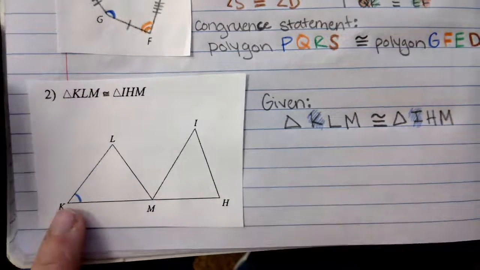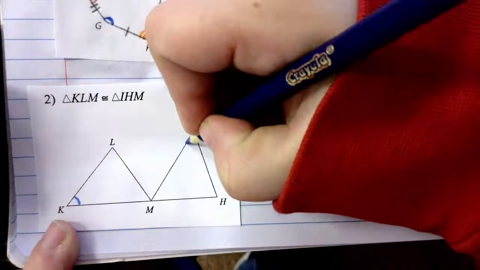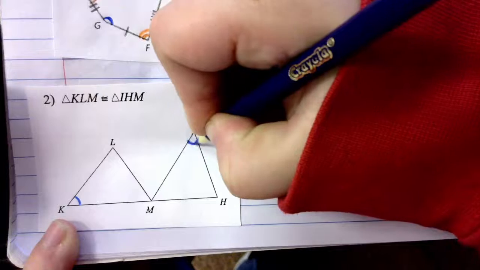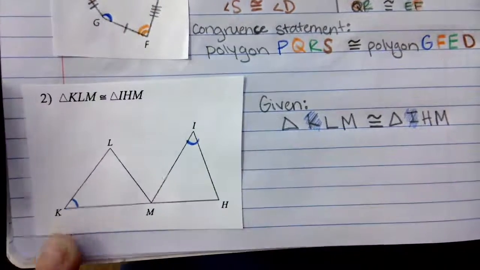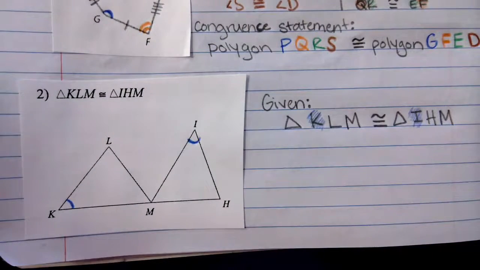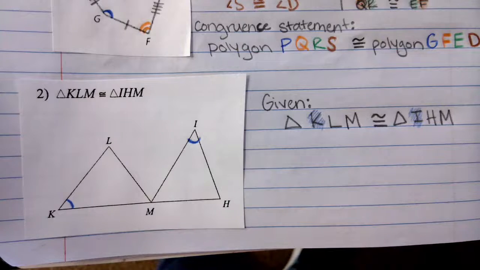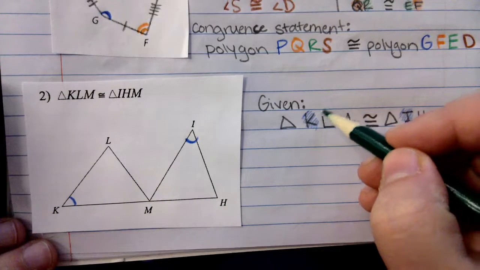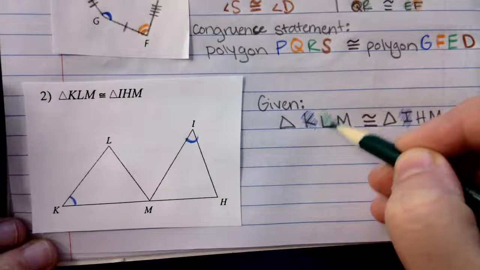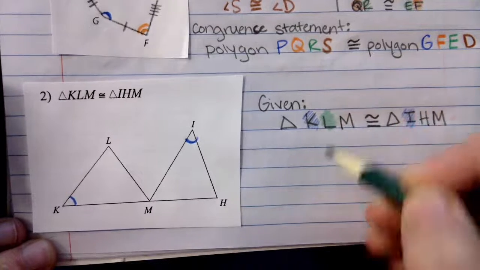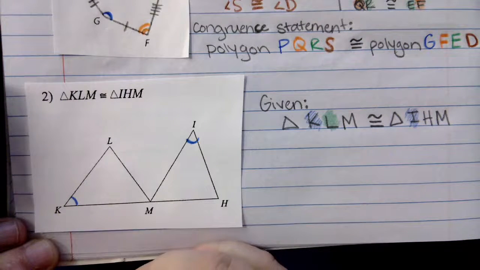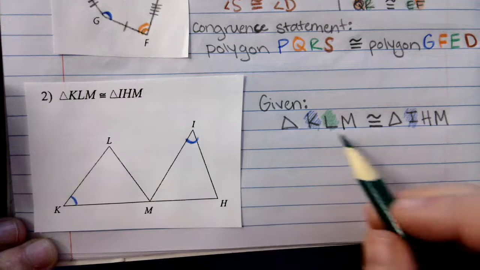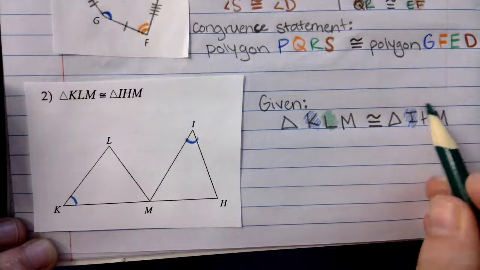Next, we have angle L. What is angle L going to correspond with? So look for the angle in the same position. H, because they're both the middle ones. Good. Both two arcs. So they're not necessarily the same as K, but they're the same as each other. So L is the same as H.